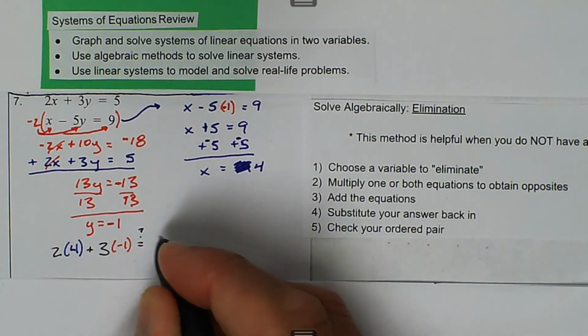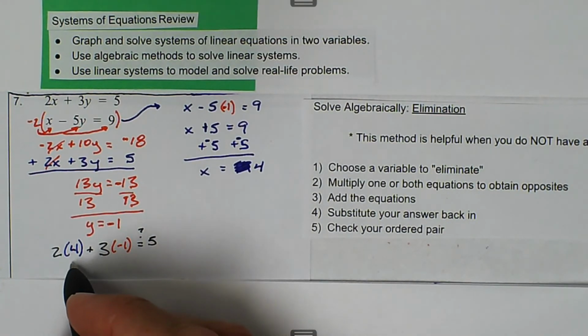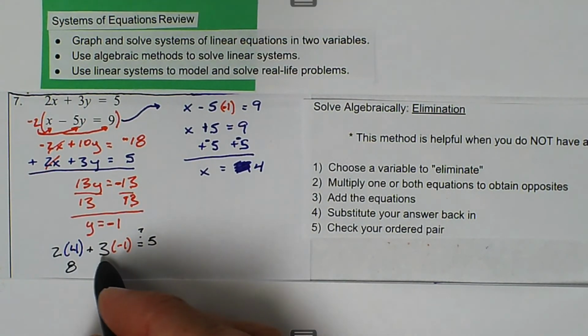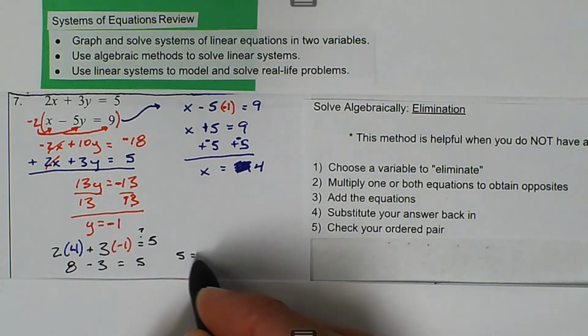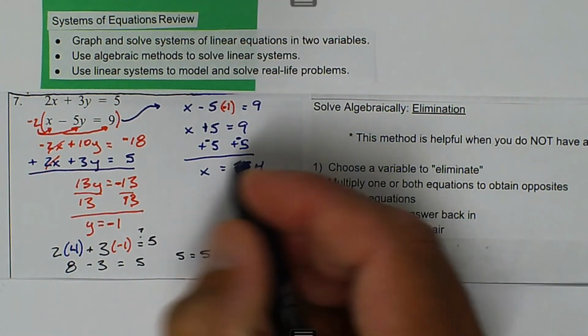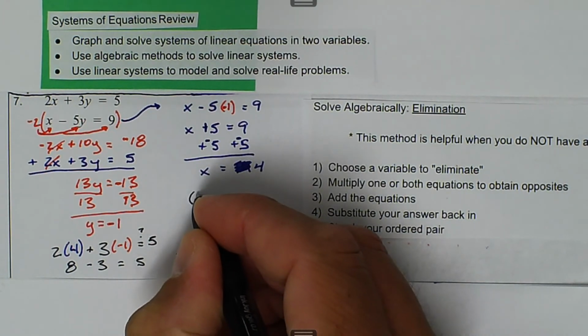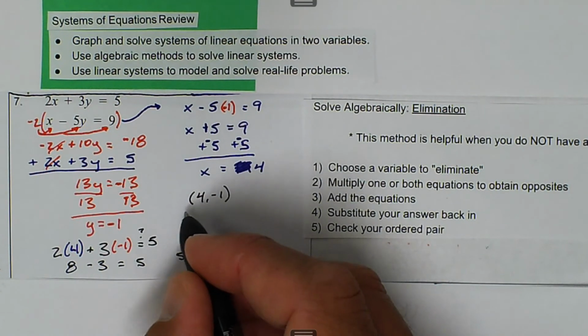So we want to put a question mark there because we're checking to make sure that's true. So 2 times 4 is 8. 3 times -1 is -3, and that is equal to 5. So 5 is equal to 5, so that does check. And then the solution to this is going to be 4, -1, and this is consistent independent.